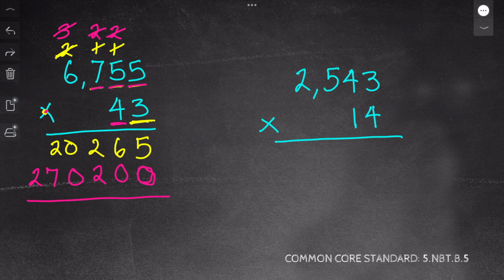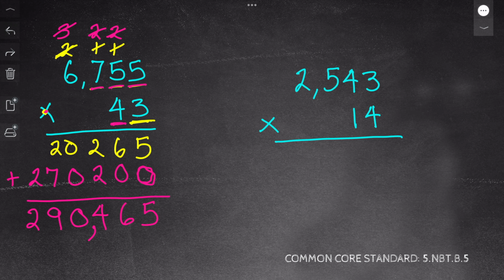And finally, I'm going to go ahead and add up my partial products. 5 plus 0 is 5. 6 plus 0 is 6. 2 plus 2 is 4. 0 plus 0 is 0. 7 plus 2 is 9. And 2 plus nothing is 2. So my product is 290,465. Now let's look at our second problem.